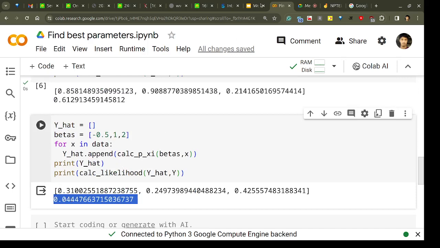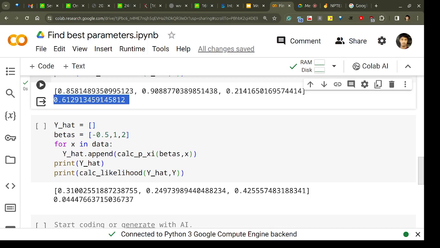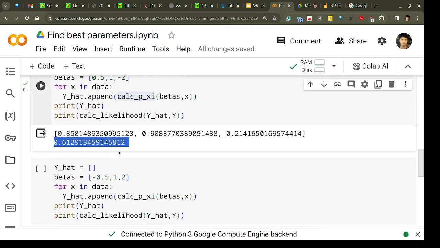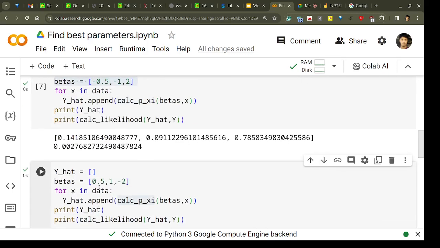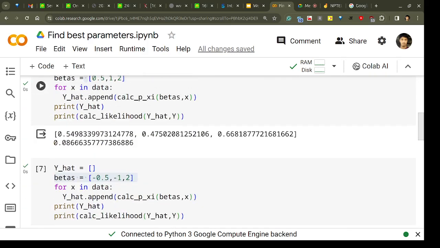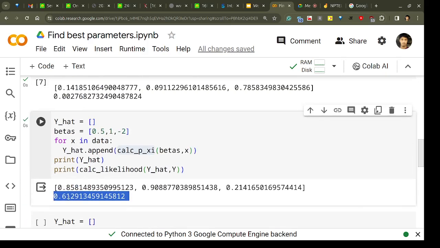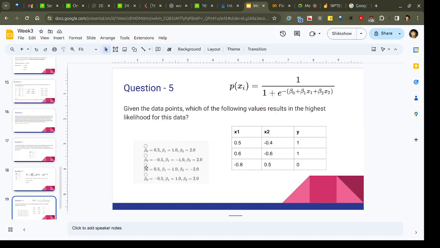So what do we want? We want the highest likelihood. In this case the highest likelihood is this option, because here it is 0.04, 0.02 and 0.08, but in this case it is 0.61. So the third option is the highest, and we'll choose the third option.